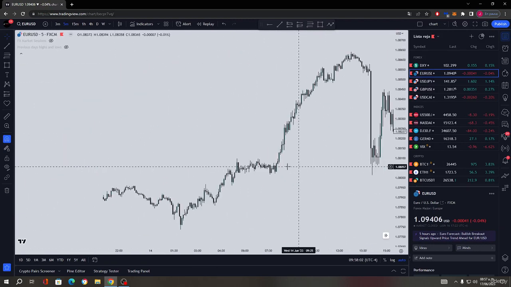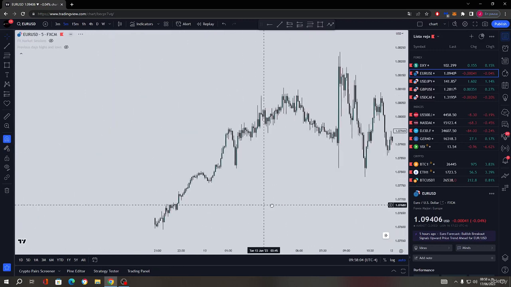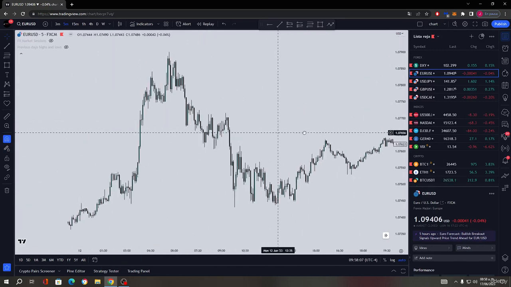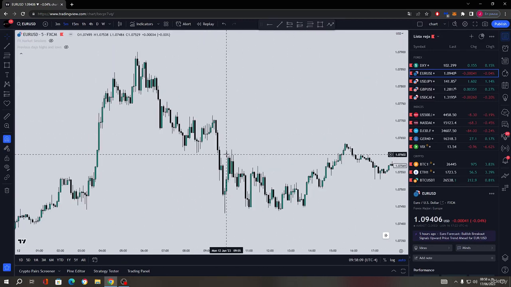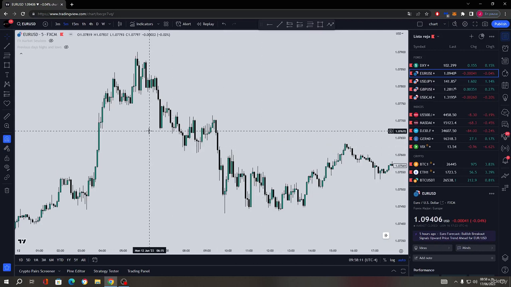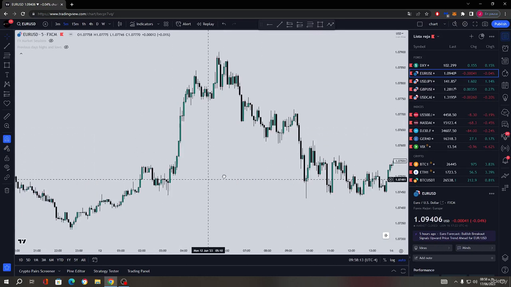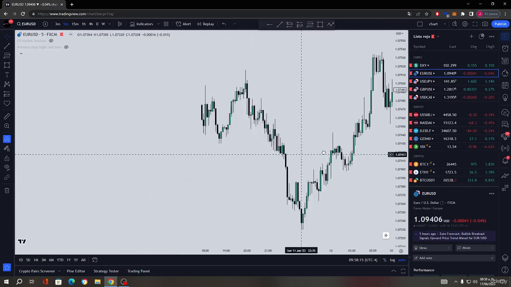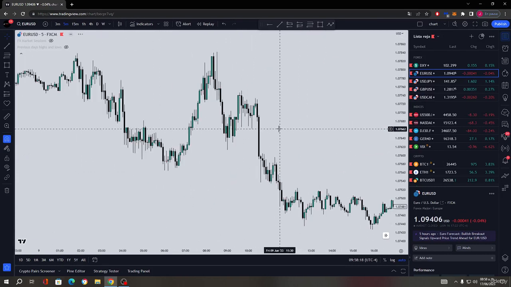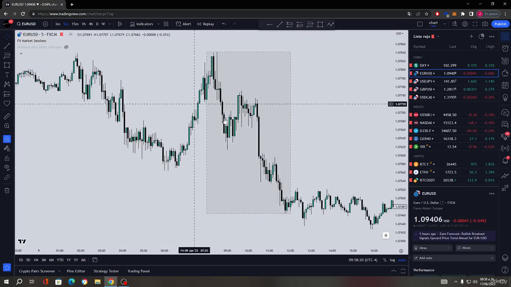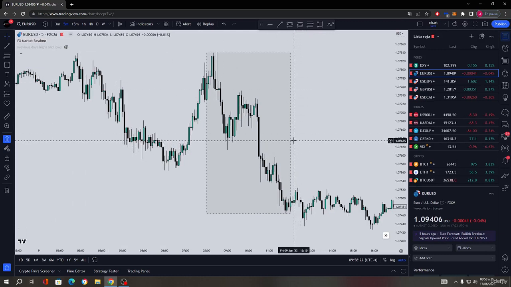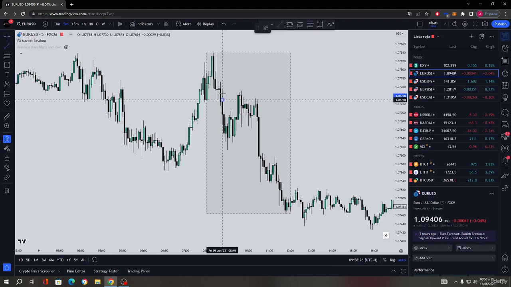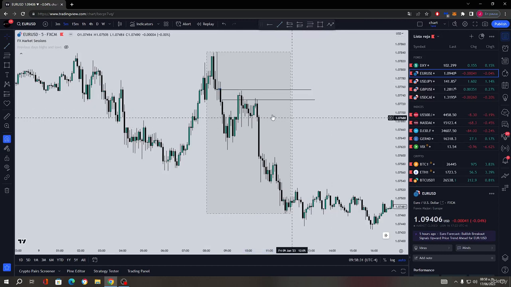Let's just look for a few more examples so you get it right. Let's see if we get one here. Any balanced price range, or we don't. The 5 minute. Okay. Perfect. We have this balanced price range right here, where the price comes and then goes down again.